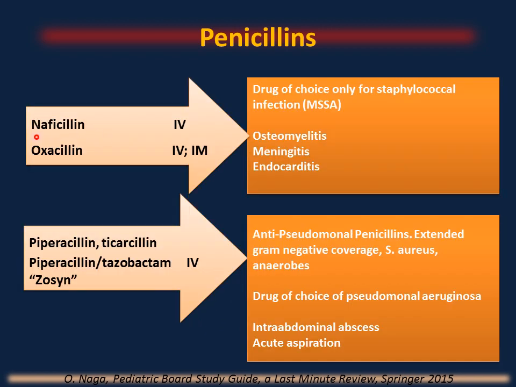Penicillinase-resistant penicillins like nafcillin or oxacillin come in IV form, and they are the drug of choice only for methicillin-sensitive Staph aureus. They do not cover MRSA. So they can be used for osteomyelitis in a hospitalized patient, meningitis or endocarditis.